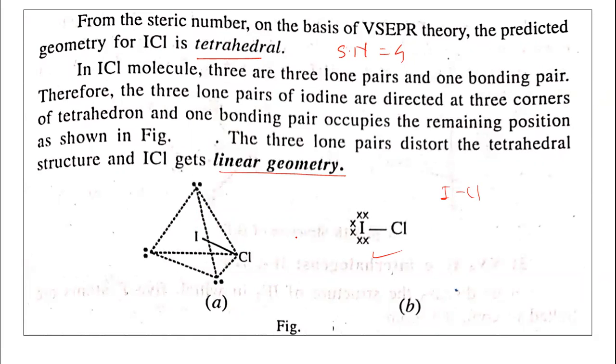So on the basis of VSEPR theory, we can explain the structure of iodine monochloride, which is an XY type interhalogen compound.